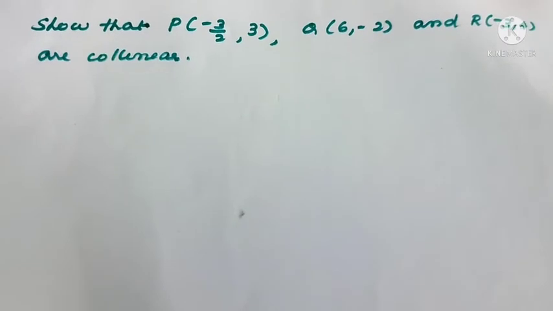Show that P(-3/2, 3), Q(6, -2) and R(-3, 4) are collinear. In this type of question, what we have to show is that the area of the triangle equals 0 only, because a triangle cannot be formed with collinear points.